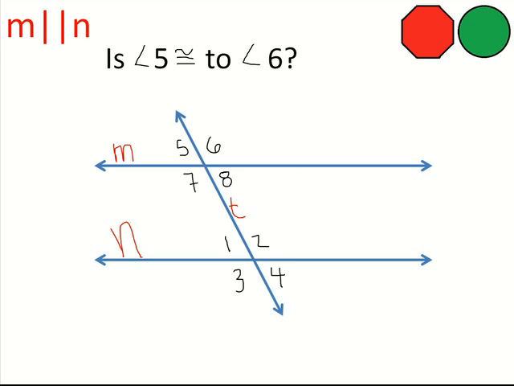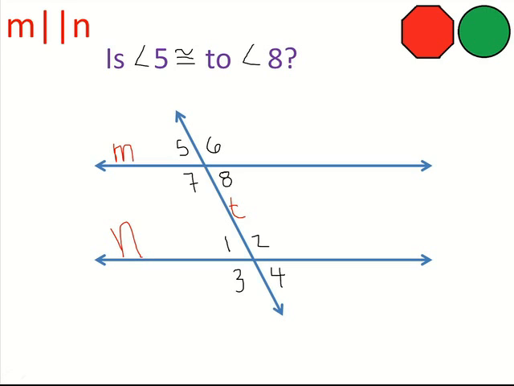All right, so let's take a look at this. M is parallel to N, so line M is parallel to line N. Then we have the transversal here, and we're asked, is angle 5 congruent to angle 6? No, they're not congruent to each other. They're supplementary. Angle 5 plus angle 6, we don't know what they are. We do know that they total 180 degrees.